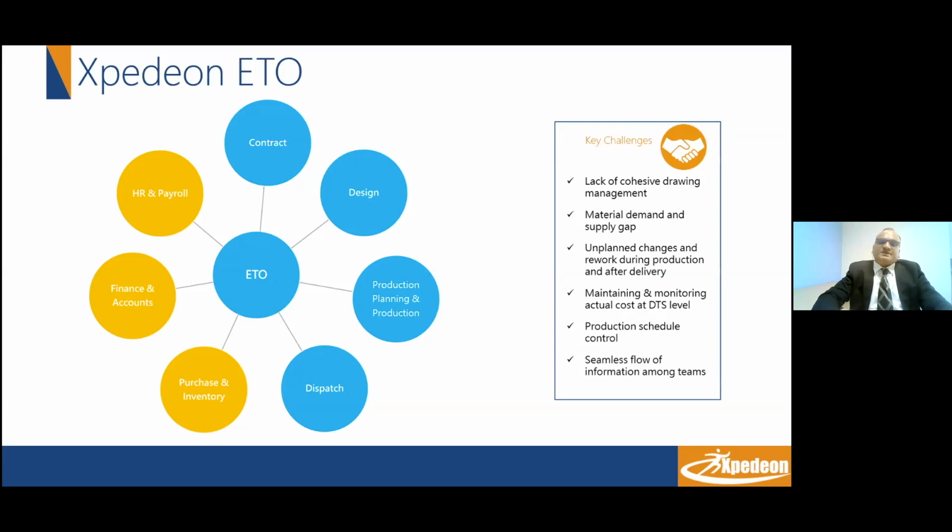Seamless flow of information between teams through the availability of step-by-step sequence of integrated process and availability of online approval, alert, notification, etc. Expedient ensures that the flow of information between the teams are seamless.